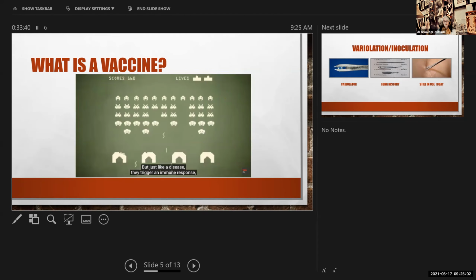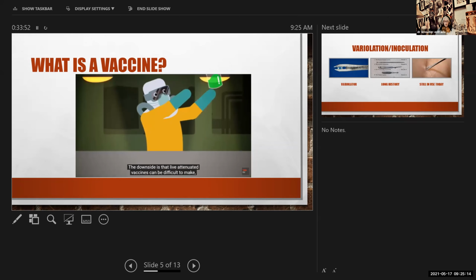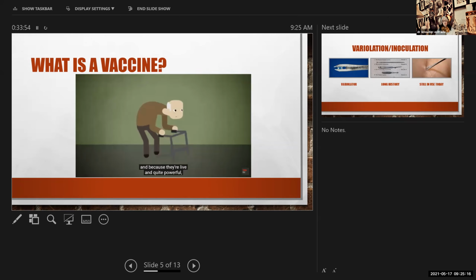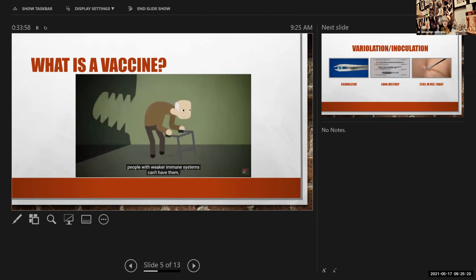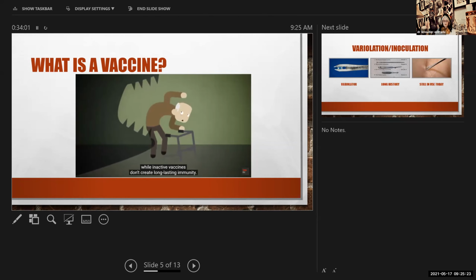But just like a disease, they trigger an immune response, teaching the body to recognize an attack by making a profile of pathogens in preparation. The downside is that live attenuated vaccines can be difficult to make, and because they're live and quite powerful, people with weaker immune systems can't have them, while inactive vaccines don't create long-lasting immunity.